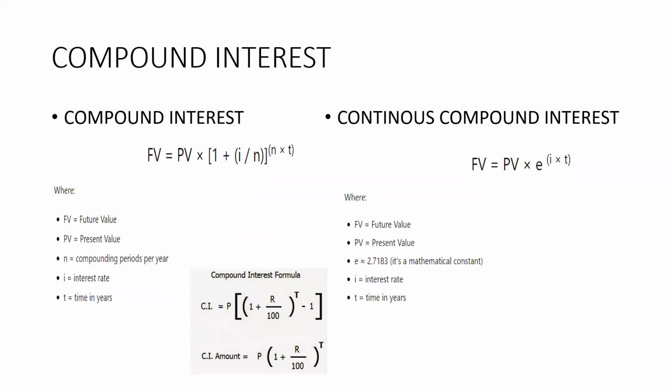So in a way, the compound interest formula we used to know, perhaps right from secondary school, is basically the compound interest amount. So the normal formula for compound interest is given as P into bracket 1 plus R over 100, all raised to power T, minus 1. Okay, so we'll go to the next one.